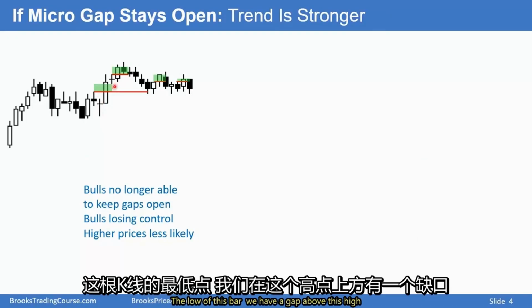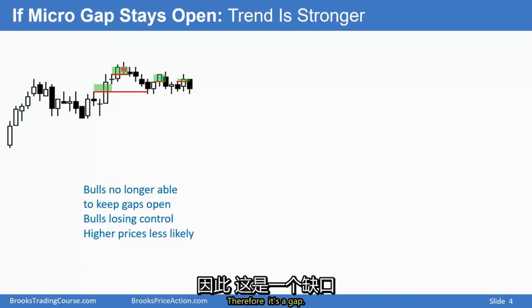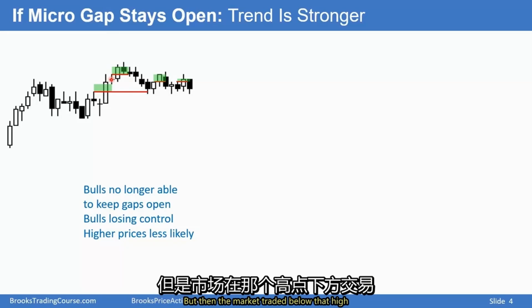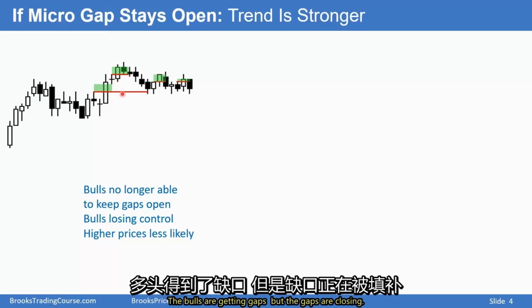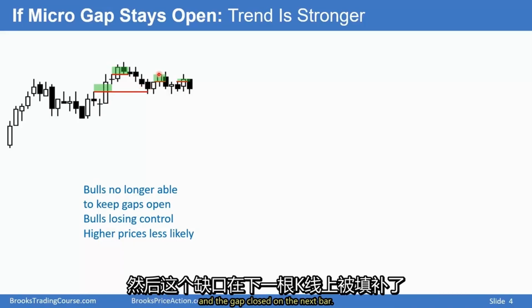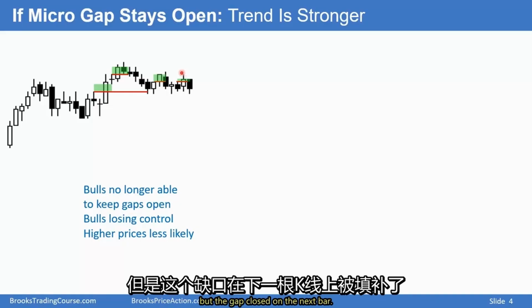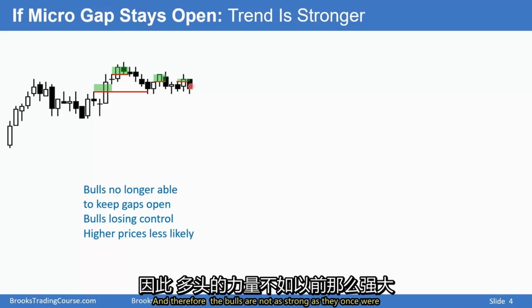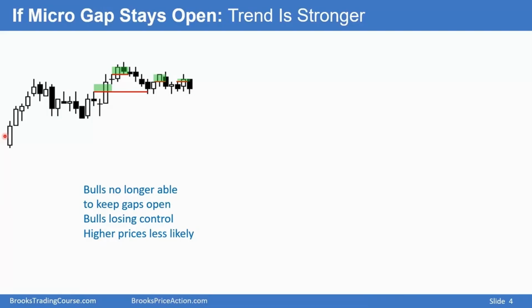Take a look at here. The low of this bar, we have a gap above this high, and we have another gap here. The low of this bar is at or above the high of this bar, and therefore it's a gap. But then the market traded below that high, and the market traded below this high. The bulls are getting gaps, but the gaps are closing. At this point, we have a gap between this close and the high of that bar, and the gap closed on the next bar. And the same thing here, a gap between the close of this bull bar and the high of the prior bar, but the gap closed on the next bar. We're getting gaps that are closing, and therefore the bulls are not as strong as they once were, and it reduces the chances that we're going higher.